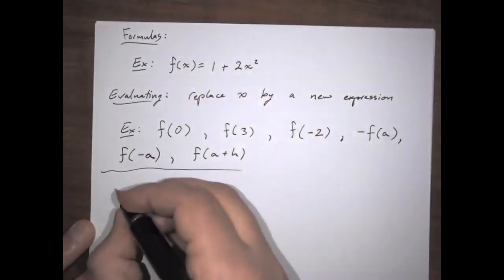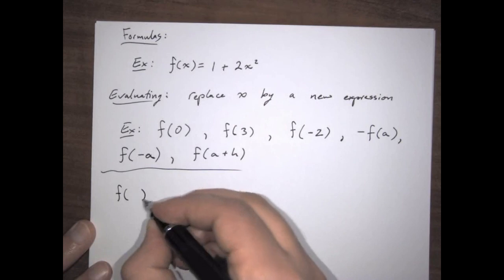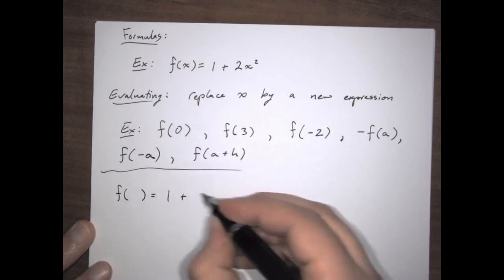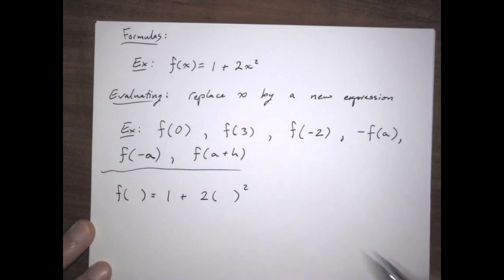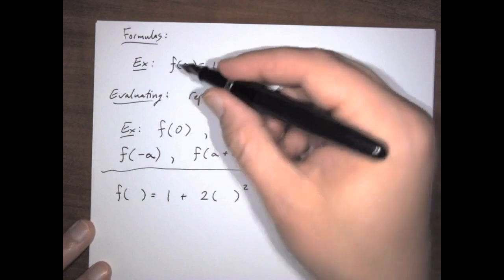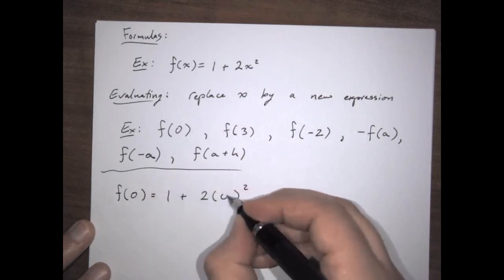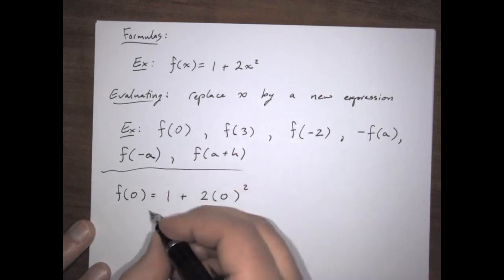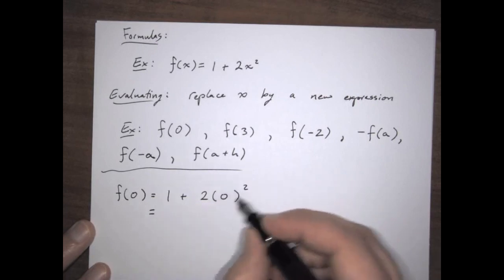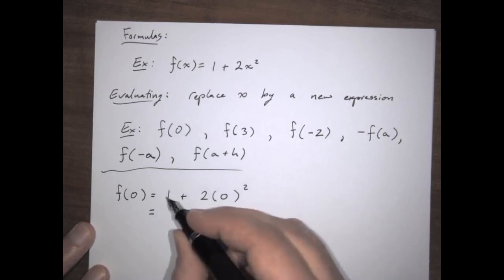So as this example goes, let's start with this. f of anything is equal to 1 plus 2 times that thing squared. That's what that formula is basically saying. Everywhere there's an x, put in whatever your desired input is going to be. So in the very first case, what we're going to have is 0 for all the x's. Now, we will evaluate this according to the usual mathematical order of operations. So we would start by working our way from the square out to the multiplication over to the addition.